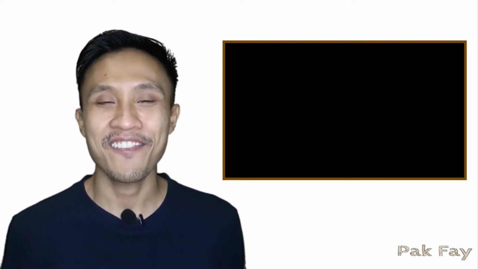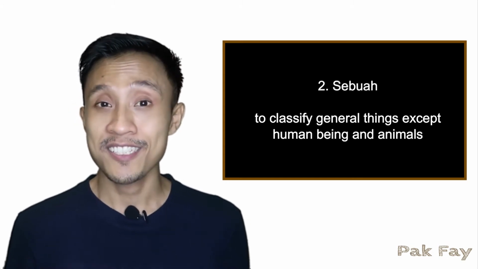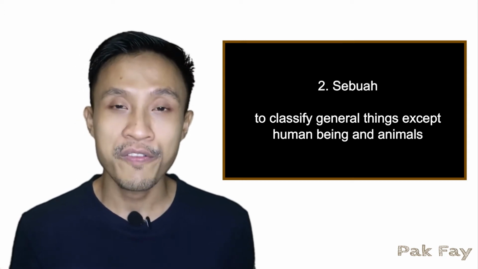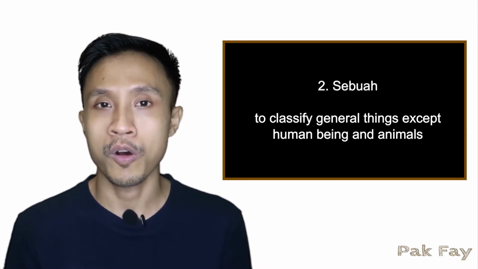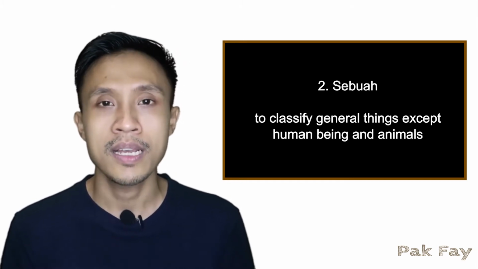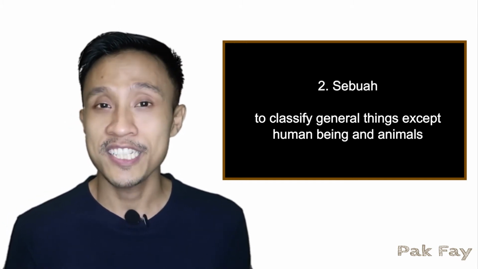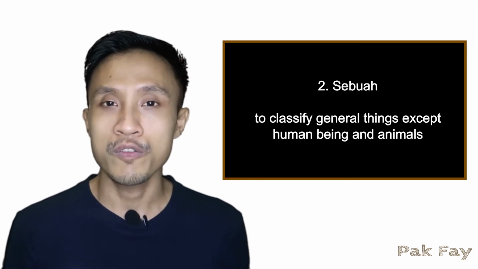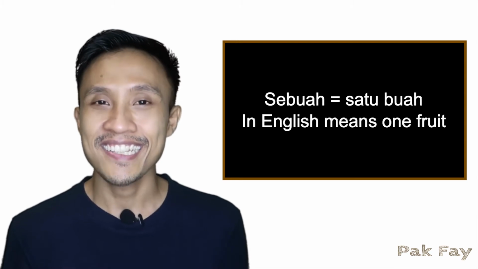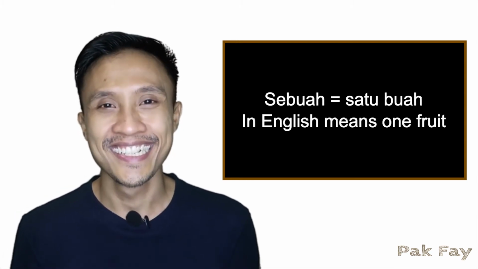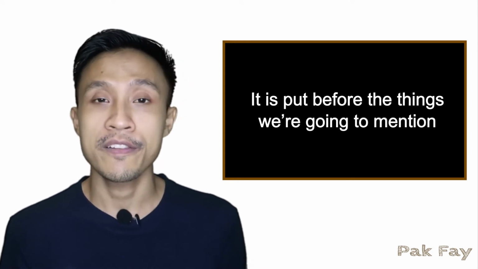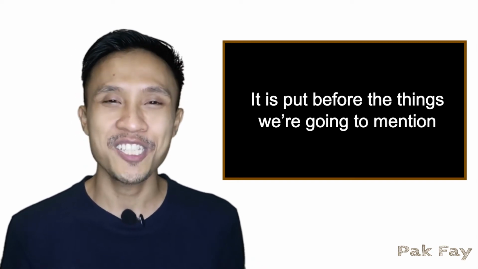Next, we have sebuah. It is not like in English, where we use the same classifier for general things or the things related to human beings and animals. To classify things in general, in Indonesian language, we use the word sebuah. This literally means one fruit. Like the previous classifier, we put this one in front of the things we're gonna mention.